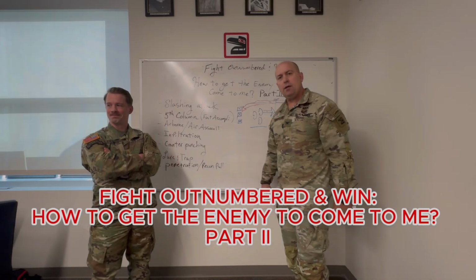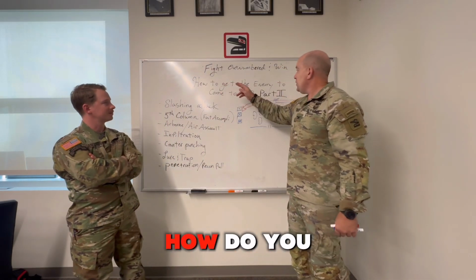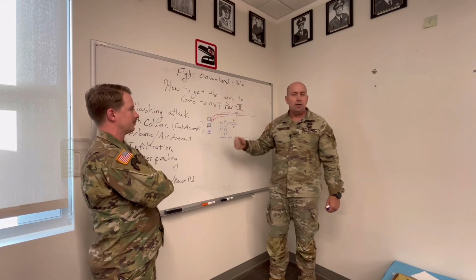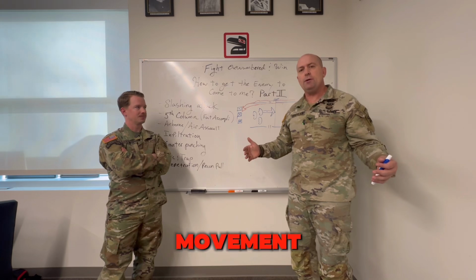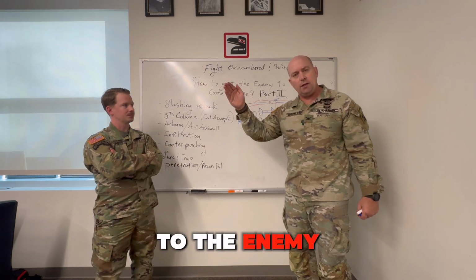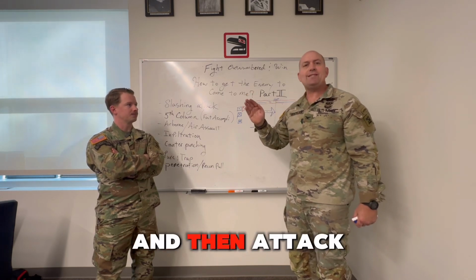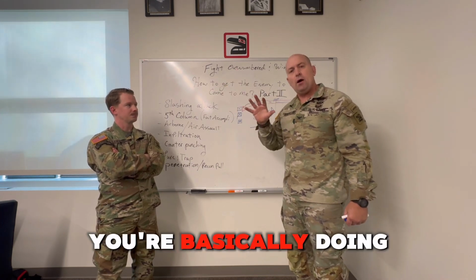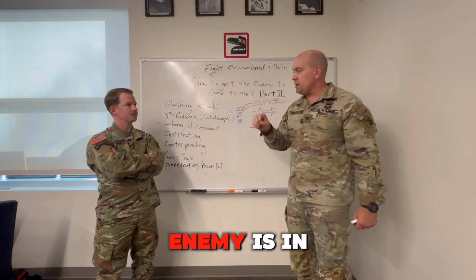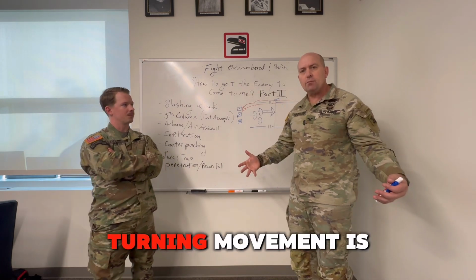The next episode, Fight Outnumbered and Win, answers the question that was asked: how do you get the enemy to come to me? I call this part 2. In the first episode, I introduced a turning movement. That's when you attack something dear to the enemy and they have to turn out of their defensive positions and then attack into you. So you're basically doing an offense to get to a defense, and then the enemy is in a defense and they have to go into the offense. That's what a turning movement is.